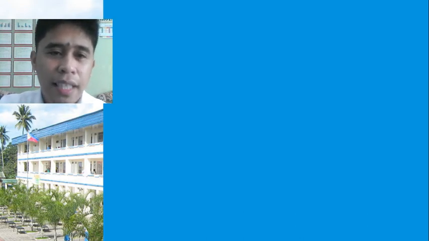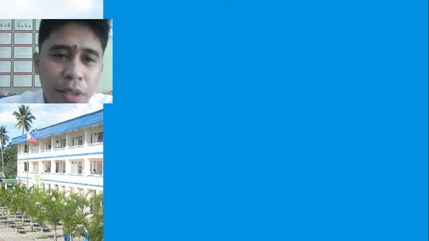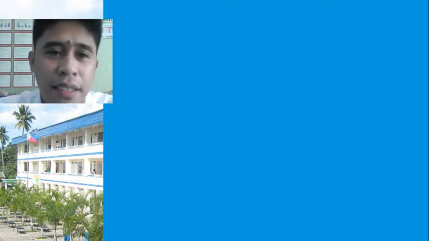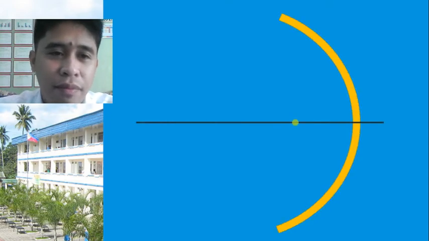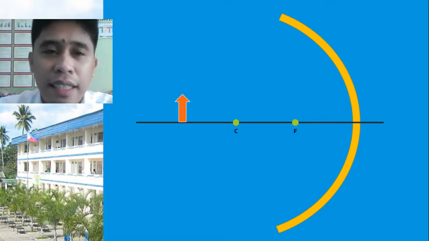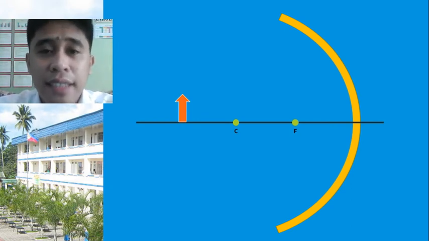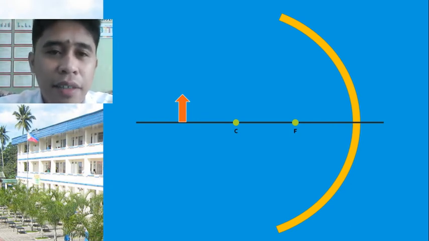Now let us apply the ray diagram in determining the image formed by a concave mirror. Suppose we have a concave mirror with an object placed beyond the center of curvature. Where would the image be formed? Of the three rays used in the diagram, only two of these rays are needed, but the third serves as a check. Let us begin the ray diagram by drawing the first ray.